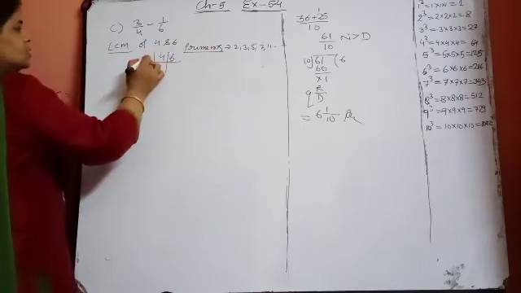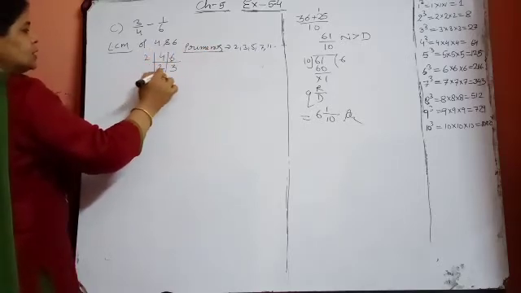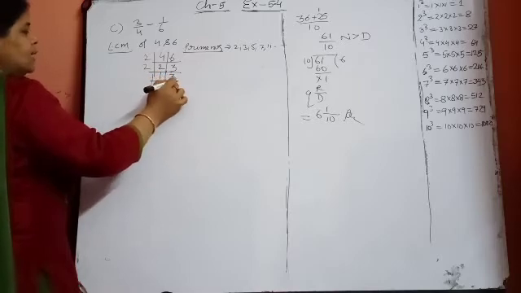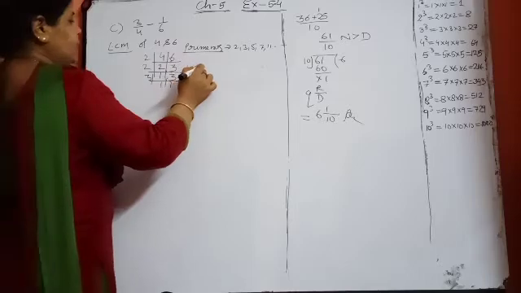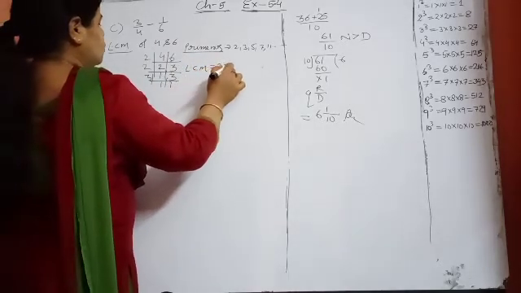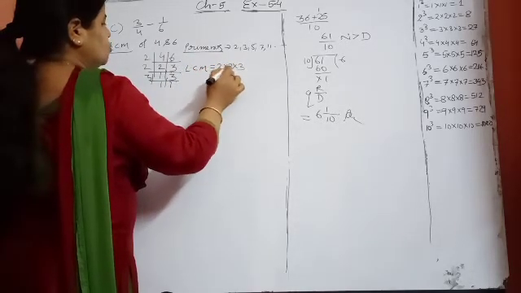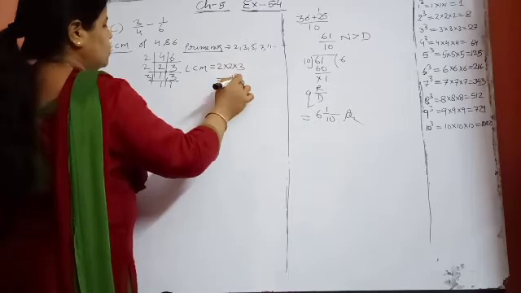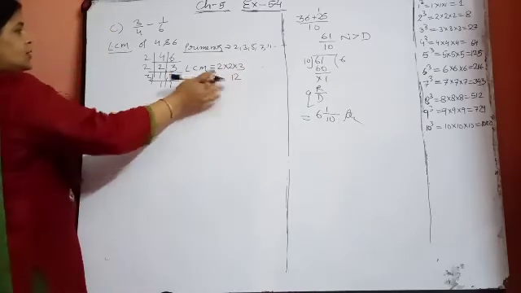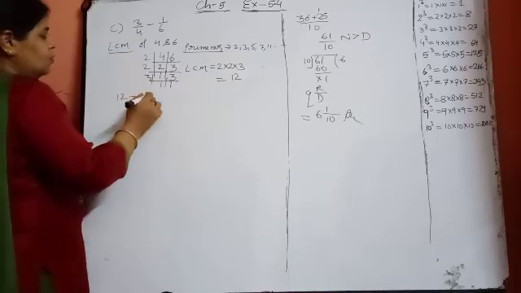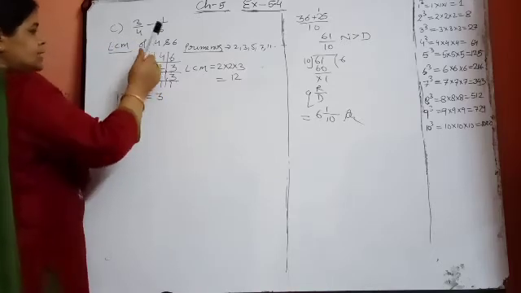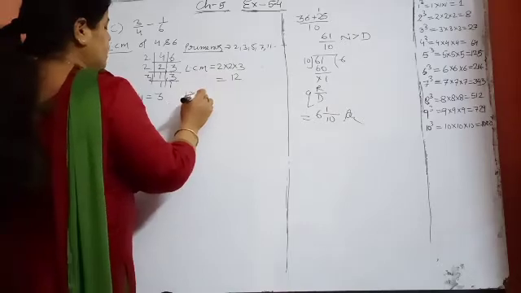So take 2 first. 2 twos are 4, 2 threes are 6. Then again by 2, 2 ones are 2, and 3. And further by 3, 1, 1. Okay. So your LCM will be 2 into 3 into 2. 2 twos are 4, 4 threes are 12. Now this LCM 12 will be divided by which one? 4. What will you get? 3. Next time this LCM 12 is divided by which one?